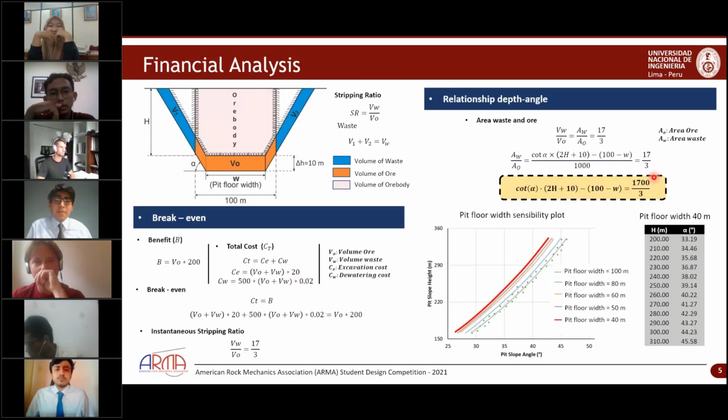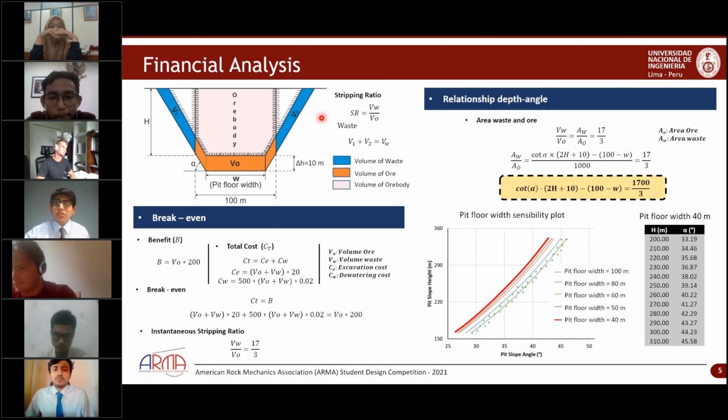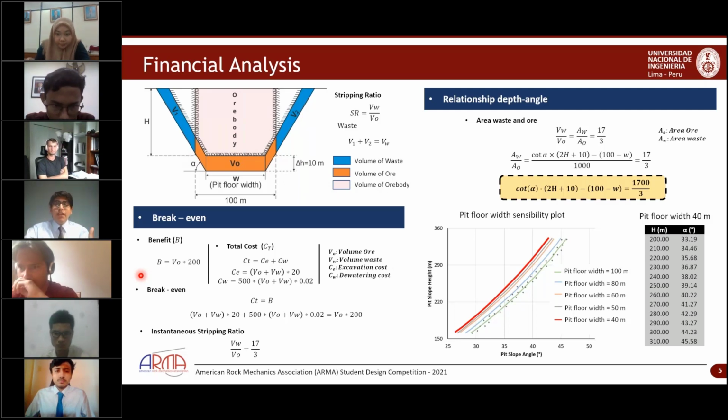The financial analysis. For the financial analysis, we use the concept of instantaneous stripping ratio, which calculates the cost and benefit of increasing the pit floor depth by an additional bench height, delta H. For our analysis, we used a delta H value equal to 10 meters. So we first calculated the benefit by taking the volume of ore multiplied by the ore value. Likewise, we calculated the total cost of mining due to excavation and dewatering following the expressions shown here.